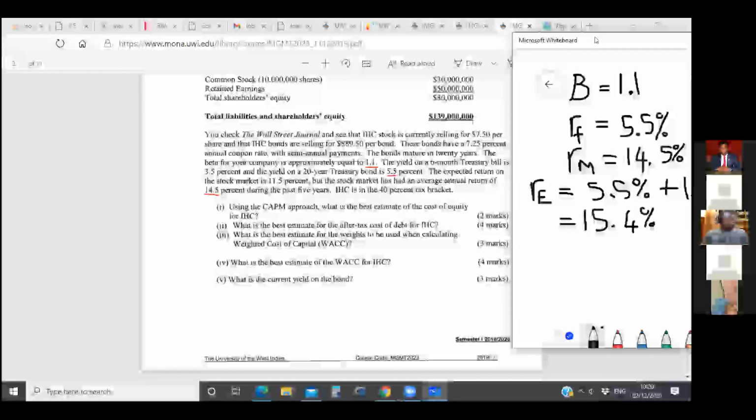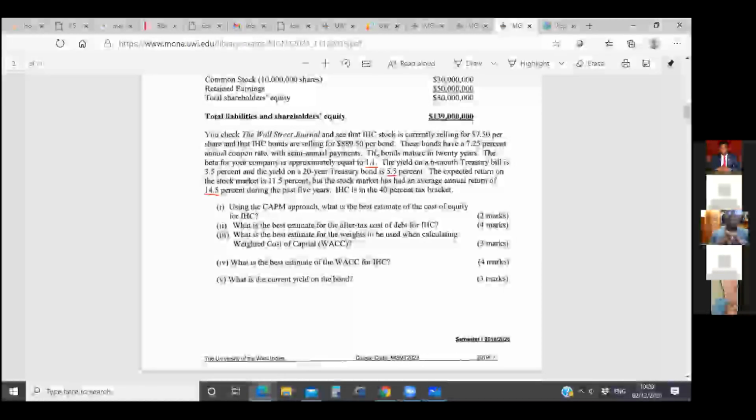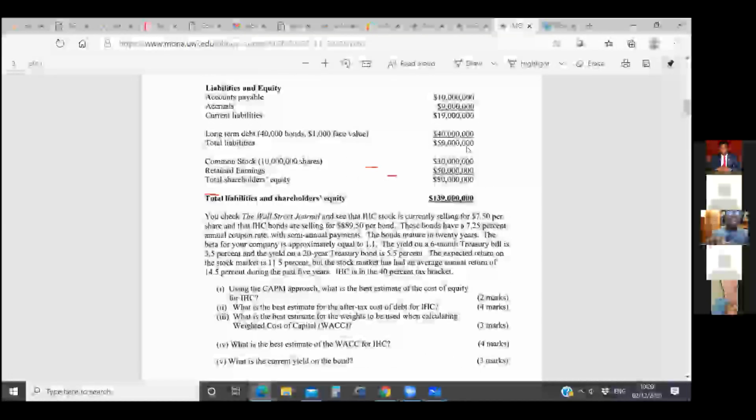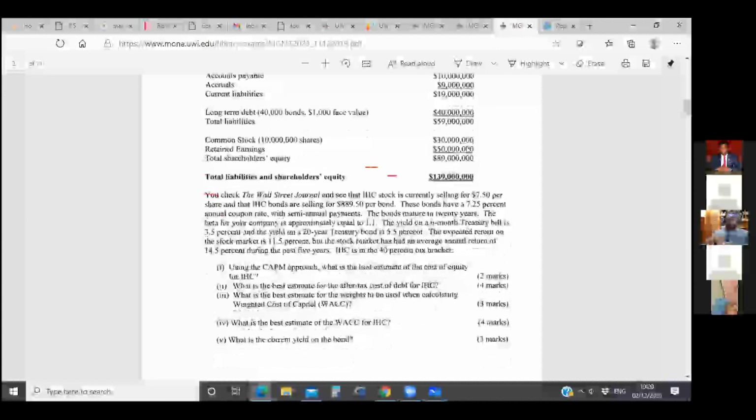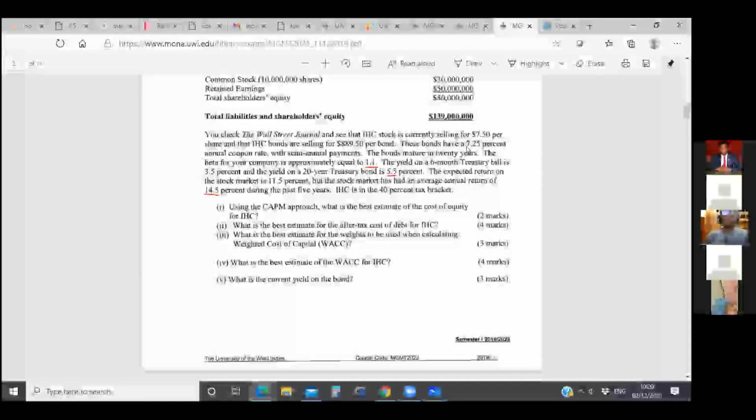Okay. I pull out my trusty calculator. I get 15.4%. Okay, so there we have it. Easy 2 marks.